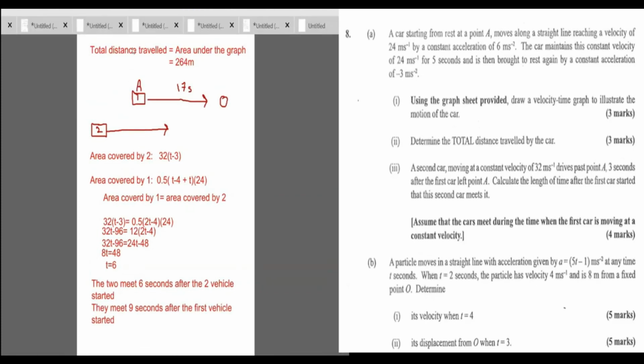Now, let's do the next part of the question. It says, a particle moves in a straight line with acceleration given by a is equal to 5t minus 1 at any time. When t is 2, the particle has a velocity of 4 and is 8 meters from a fixed point O. Determine the velocity when t is 4 and its displacement when t is 3. So a particle is moving in a straight line and acceleration is given by 5t minus 1.